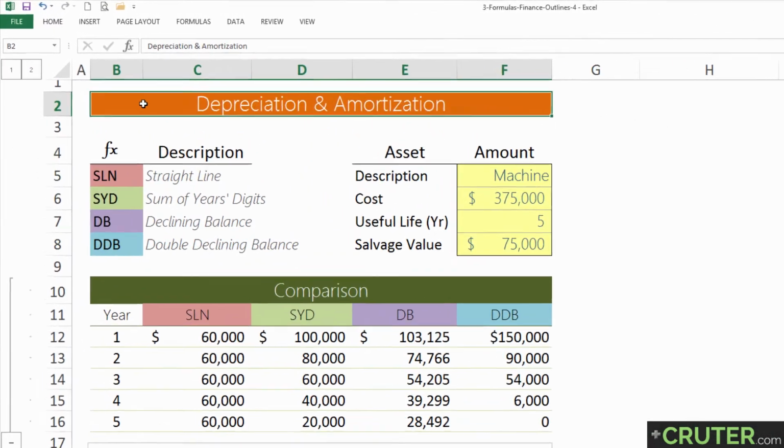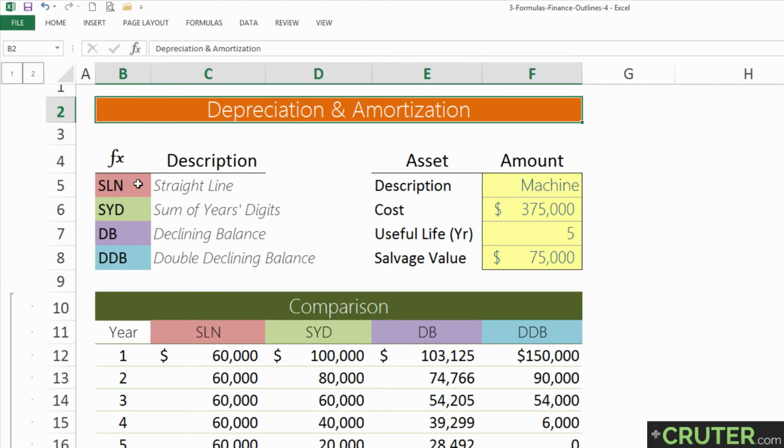So I've set up this template right here, and as you can see, we're going to be going through 4 different types of depreciation. The straight line method, the sum of years digits, declining balance, and the double declining balance. And we're going to see how Excel interprets these formulas.